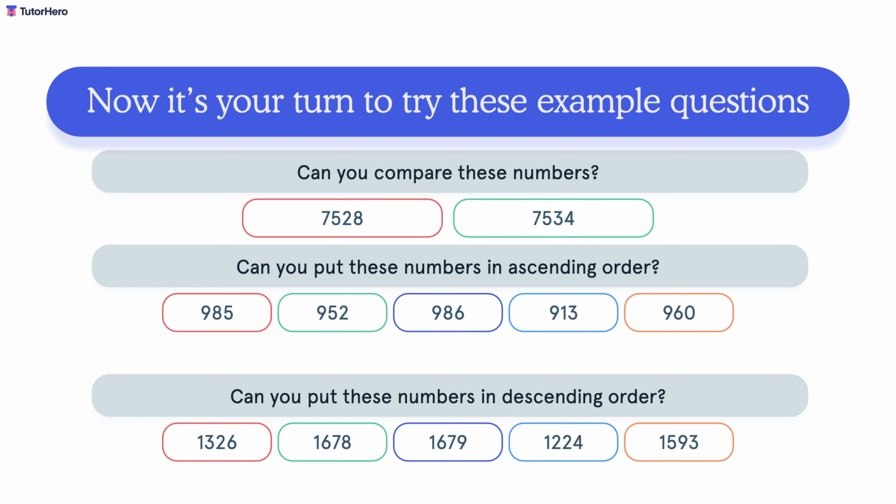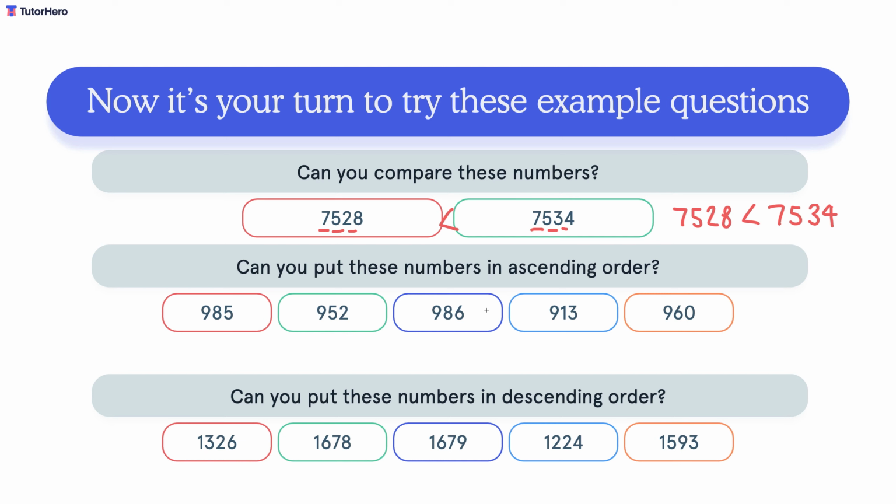7,528 and 7,534. These numbers have the same amount of thousands, the same hundreds, but have different tens. We know that 2 tens are less than 3 tens, and therefore 7,528 is less than 7,534.